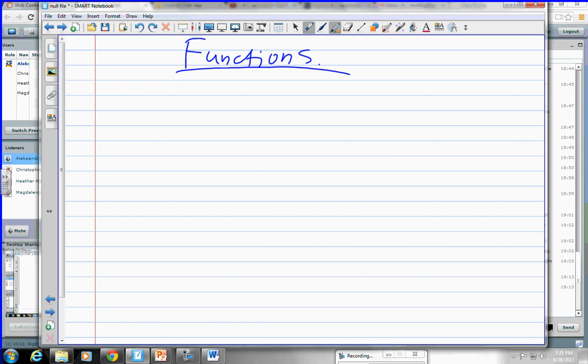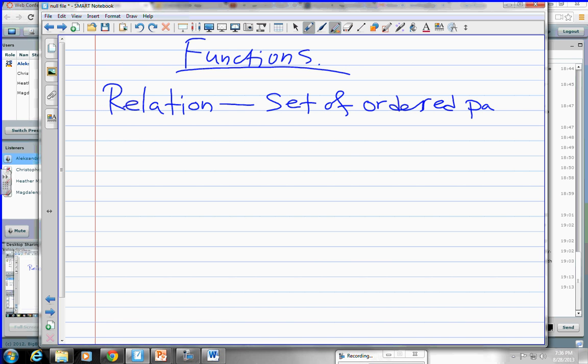So before we define a function, we'll define a relation. Here's a fancy term, relation. The way I think of a relation is just a set of ordered pairs. That's it. That's the definition, a set of ordered pairs. Okay? So I'm just going to give you an example of a relation.